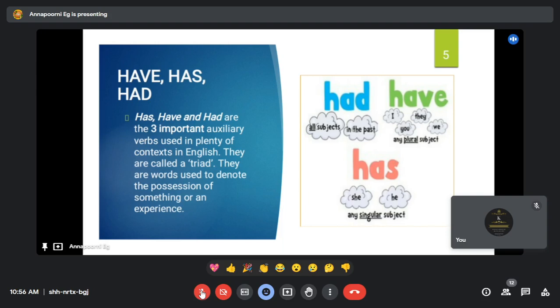They have a big house. So they are possessing a big house. So that is a possession. Next I can tell I have a good teacher. So that is also a possession. So has, have, had, these three words are used to denote a possession of something or an experience. Not only possession, it can also tell you about having an experience. Okay, so in this picture you can see had, have and has.